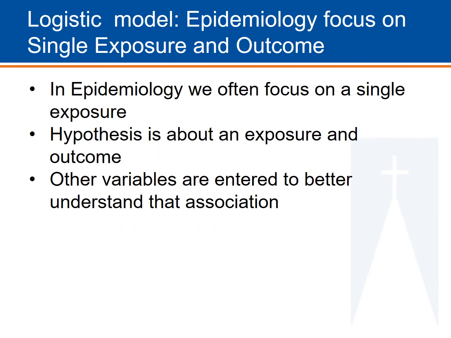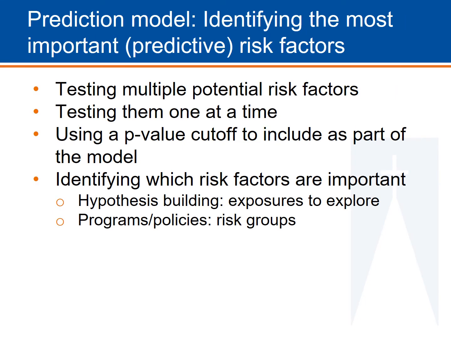Our main focus is on the logistic model in epidemiology, which is most often focused on exploring a single exposure in relation to a single outcome. Other variables, such as confounders, are usually entered to better understand that association. We've already discussed the model focusing on a single exposure and outcome, but there is a second approach that is also used, and you may see it in the literature.